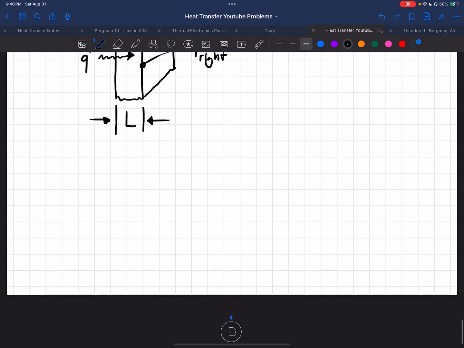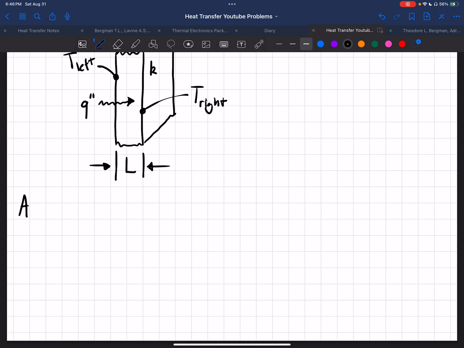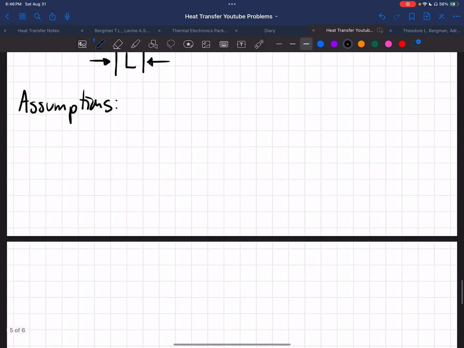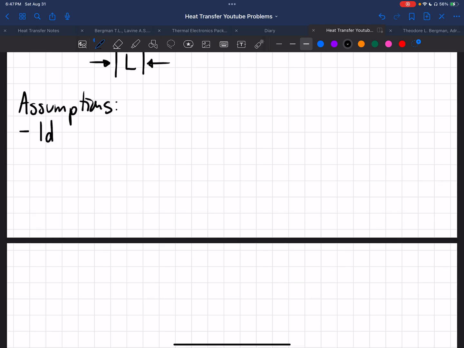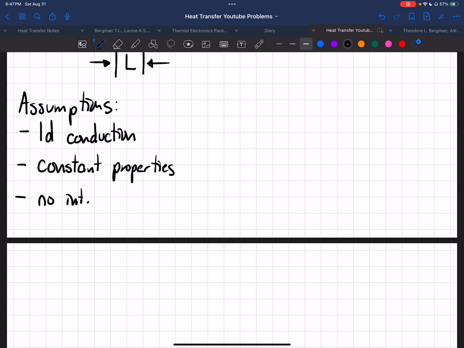Great. Now that we've drawn our schematic, we can move on to our assumptions. So in this problem, well, we can't exactly assume steady state because that would defeat the purpose of the problem. So first we're going to start by assuming 1D heat transfer, or in this case, conduction. So just in one direction. We're going to assume constant properties, although you could argue that there's no reason to think the properties would change. And similarly, no internal energy generation.